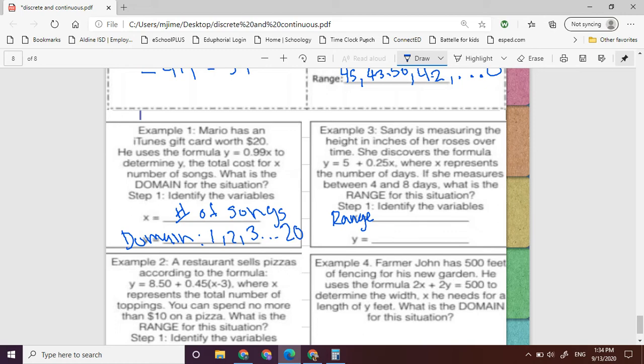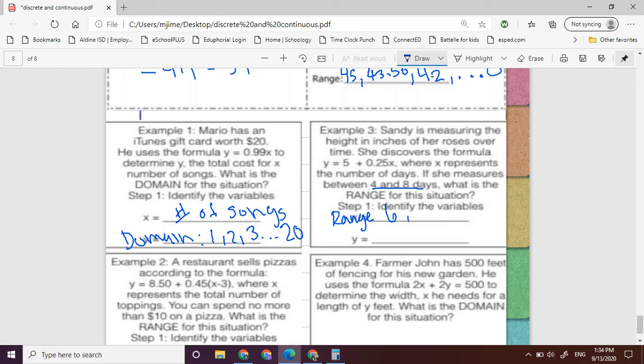Right. Sandy is measuring the height in inches of her road. She discovers that it can be written by y equals 5 plus 0.25x, where x represents the number of days. Okay, and she's going to be measuring between 4 and 8 days. So what is the range? The range is just going to be the height. So at 4 days, I'm going to plug it in here. And that's 4 times 0.25 is 1, and that's 6.